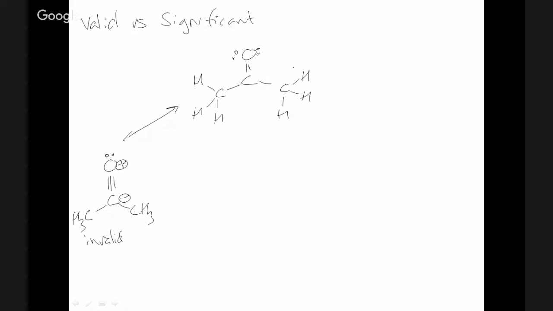Now let's draw another one that is valid but insignificant. Let's push the electrons down onto carbon. This double bond is going to push electrons onto carbon. Let's show that one.